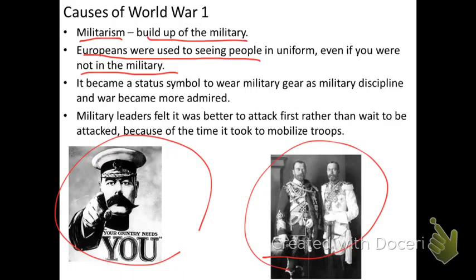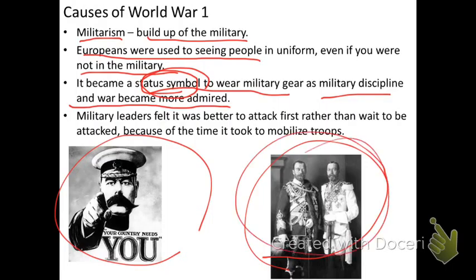Anyway, third bullet: it became a status symbol to wear your military gear, as military discipline and war became more admired. Again, we're looking at the late 1800s. There have been a series of conflicts in and around Europe, or in and around territory that European countries controlled, and it became quite a status symbol, as it says here. People started looking upon the military uniform as, oh my God, you're in the military, that's so cool.